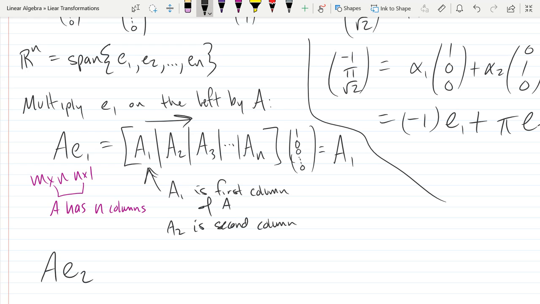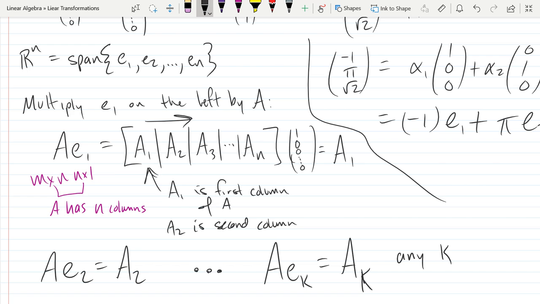What is AE2 going to equal? A2. Because that will grab the second, it just goes 0 times the first element, plus 1 times the second, plus 0 times all the others. So it's going to grab the second column out. So that's A2. And now we can write dot, dot, dot. AEK is AK for any K between 1 and N. So any k in the set 1 to n.